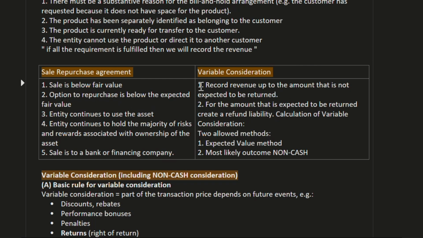First, what is variable consideration? Variable consideration is the part of the transaction price that is uncertain because it depends on a future event. Record revenue up to the amount that is not expected to be returned. For the amount that is expected to be returned, create a refund liability. For calculation of variable consideration, there are two methods. The first one is the expected value method. The second one is the most likely outcome method.